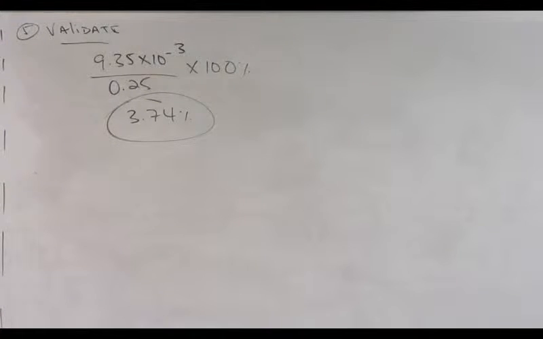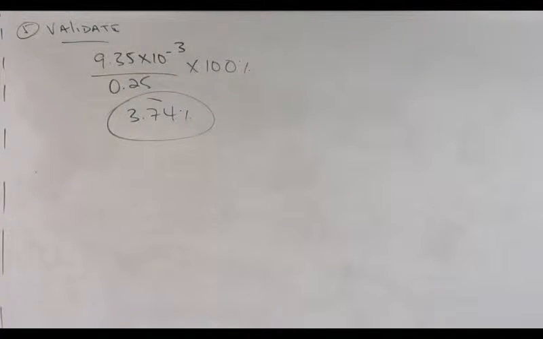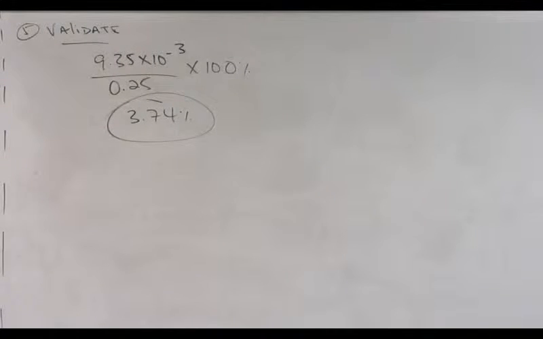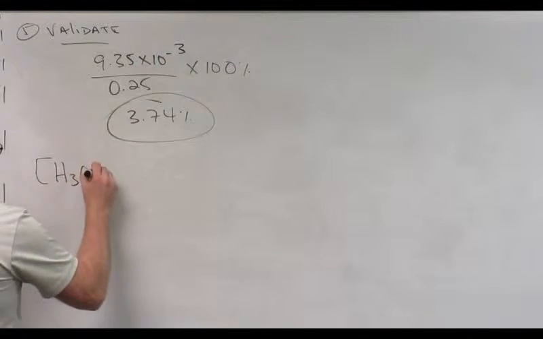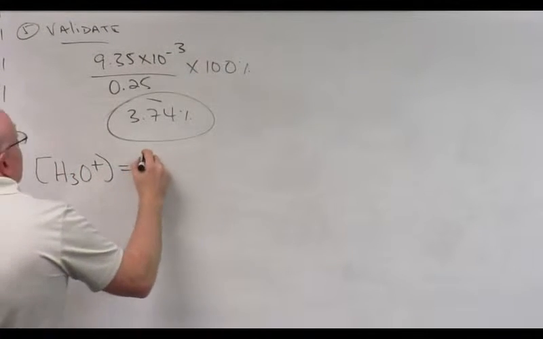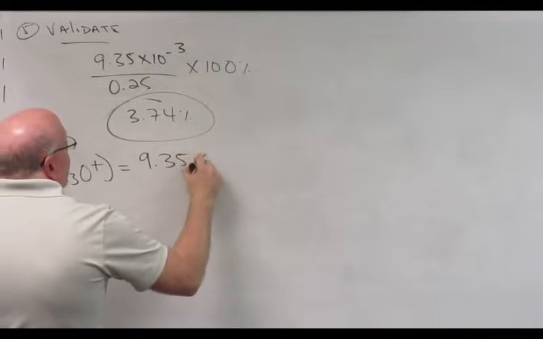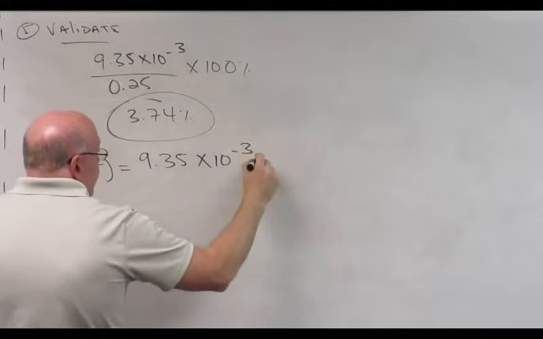The rule says 5% or under works. Quadratic's done. No way that you have to do the quadratic. You walk right around it. It also tells us in the initial problem that our H3O+ concentration is 9.35 times 10 to the minus 3.